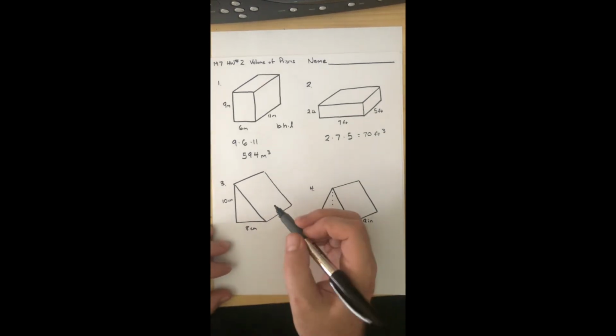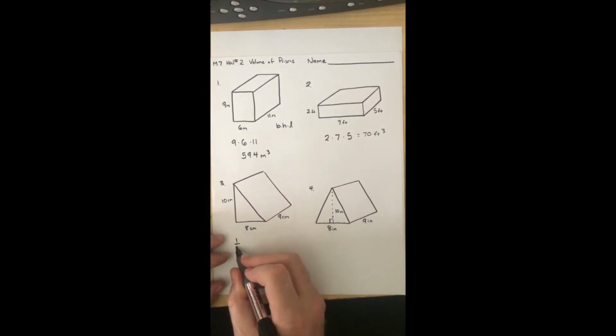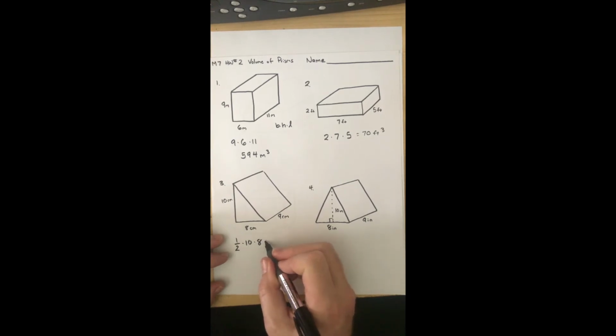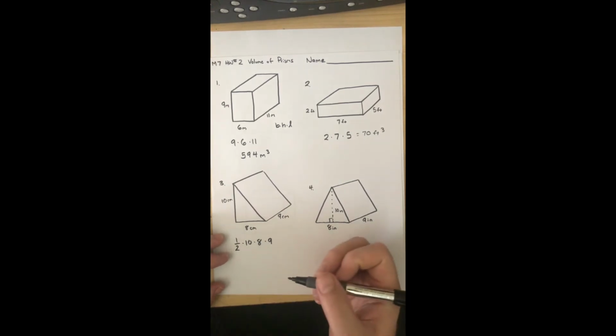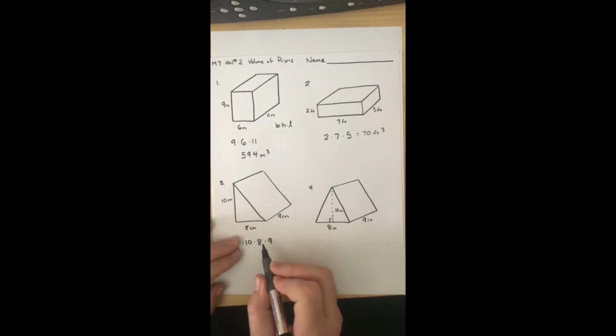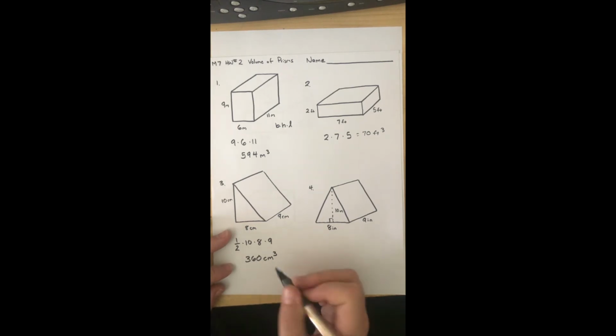So, once again, we're going to multiply all 3, but we're going to half it. And what I like to do is I like to half one of the numbers before I even start. I'm not going to half the 10 because 10 is so easy to multiply. I'm going to half the 8. Half of 8 is 4. And 4 times 9 is 36. 36 times 10 is 360 centimeters cubed.